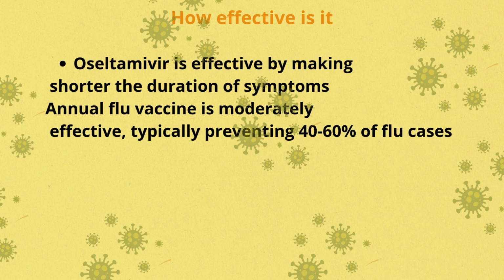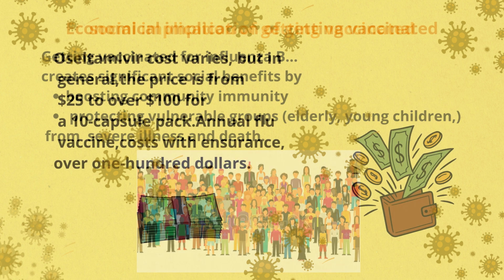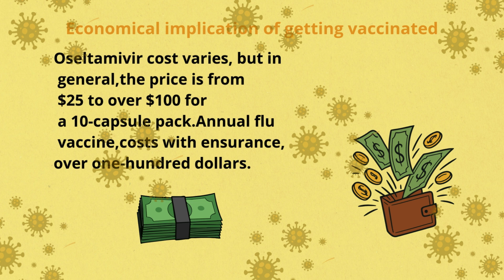The annual flu vaccine is moderately effective, typically preventing 40 to 60% of flu cases. Getting vaccinated for influenza B creates significant social benefits by boosting community immunity, protecting vulnerable groups that include the elderly and young children from severe illness and death. The price of Tamiflu ranges from $25 to over $100 for a 10 capsule pack. The annual flu vaccine costs over $100 with insurance.